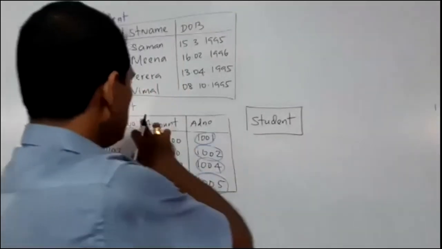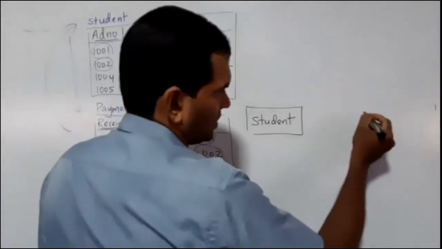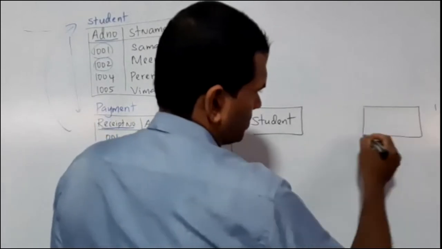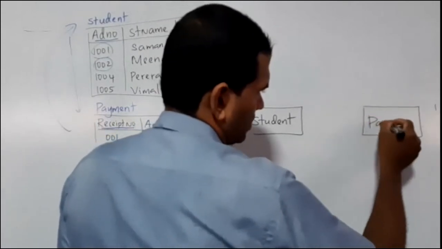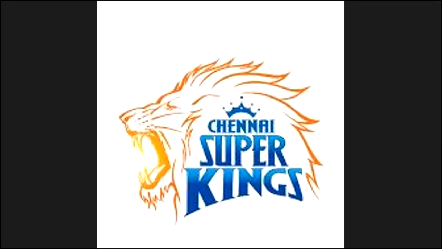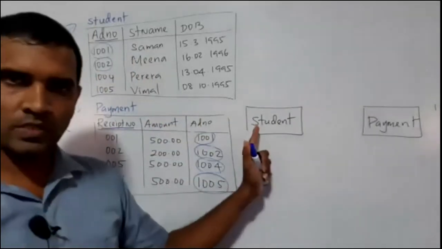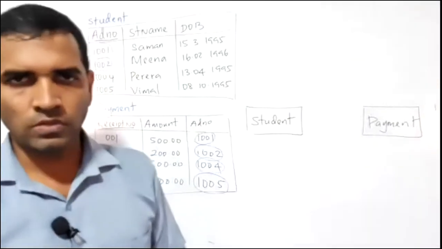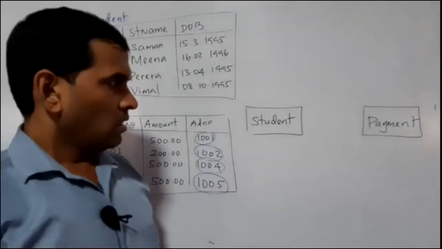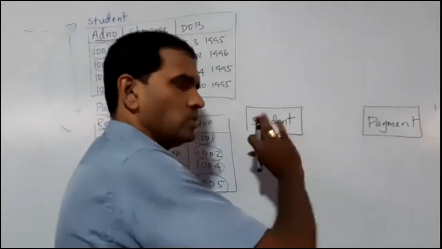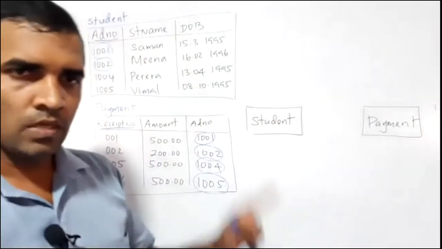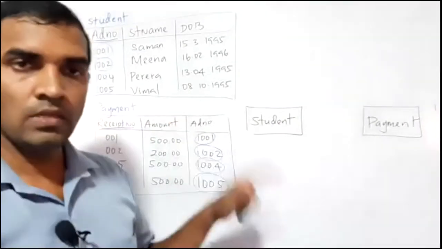Right. So we have another table, payment. Remember, this is payment table, another rectangle. Okay, student table is shown as a rectangle. This payment table is also shown there. Both these two tables have a relationship, right? We already identified they have one-to-one.